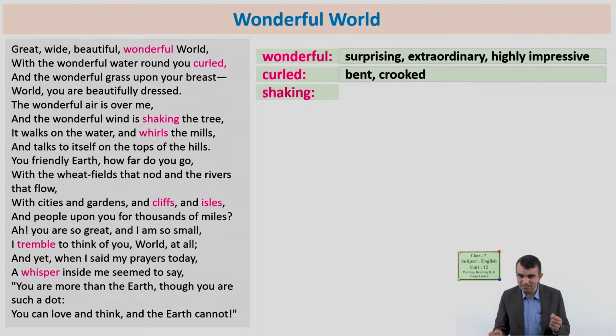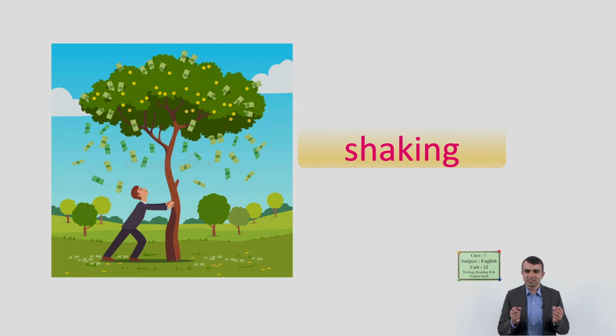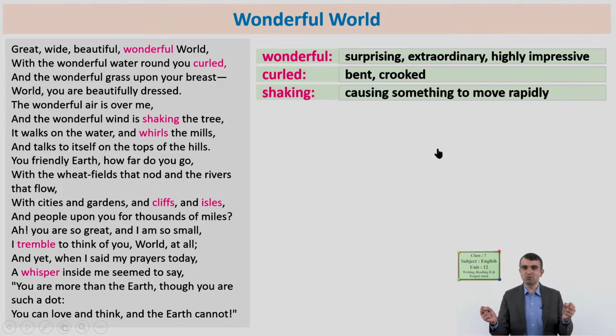Third one, sacking. What does sacking mean? Can you say what it means? The boy is sacking the tree. The boy is sacking the tree. I can sack this, is it? Shaking means that. What can you say now? It means causing something to move rapidly. When you shake the tree, hold it and give a push, it starts shaking.